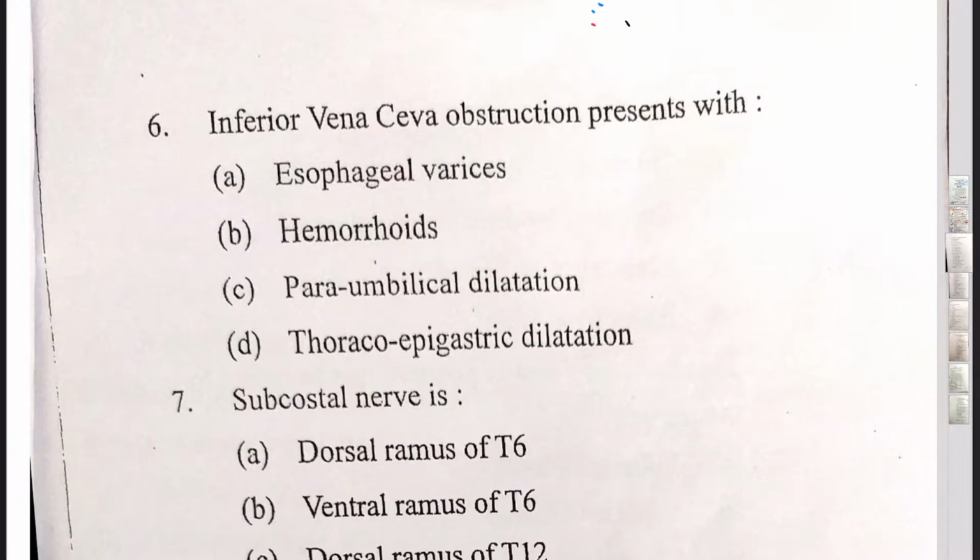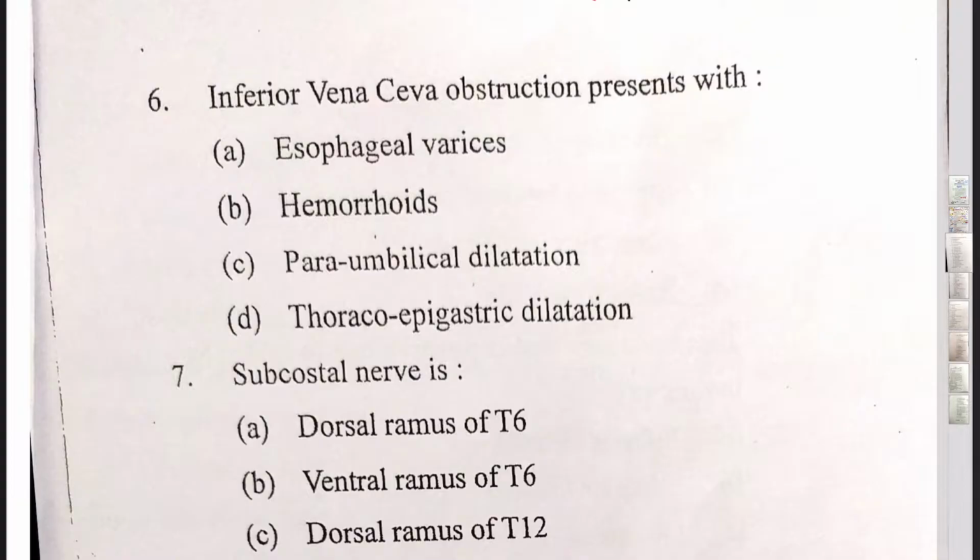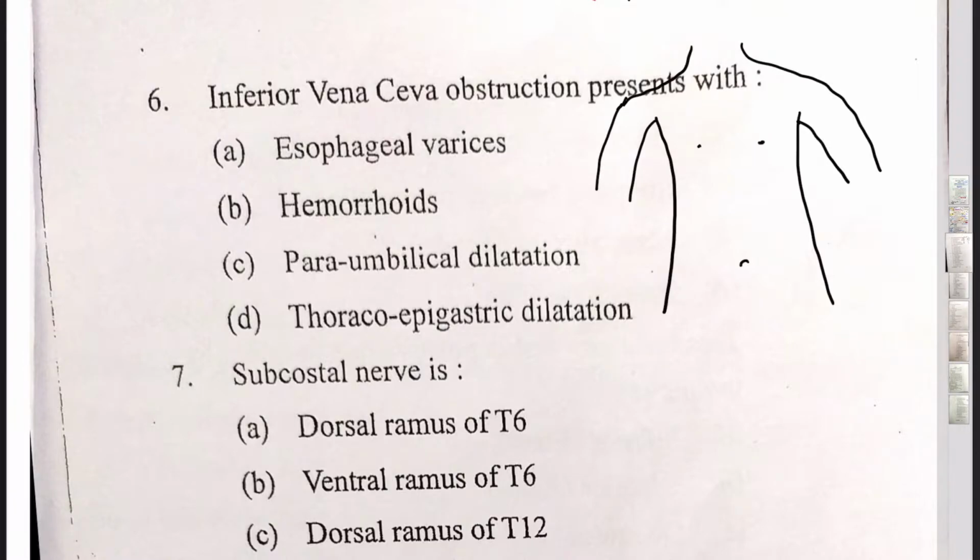Next question is: inferior vena cava obstruction presents with esophageal varices, hemorrhoids, paraumbilical dilatation, thoraco-epigastric dilatation. So remember that what I'm drawing here is the trunk, right? These are the limbs, and here you have the umbilicus, and here you have the heart. I'm drawing it in blue because we are talking about the venous circulation. So here it is the inferior vena cava.